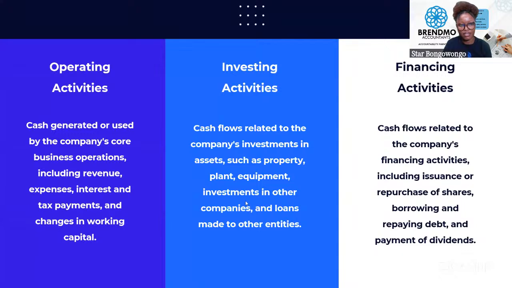And then under the statement of cash flow, you would have operating activities. Under the activities, you'd have cash generated or cash used by the company's core business operations. So basically here you record the revenue and the expenditure, and the offsetting of the revenue and the expenditures is what is recorded under operating activity. So it's basically what was going on in the income statement.